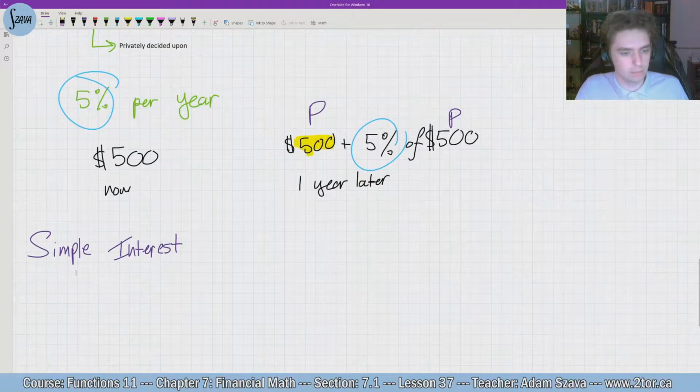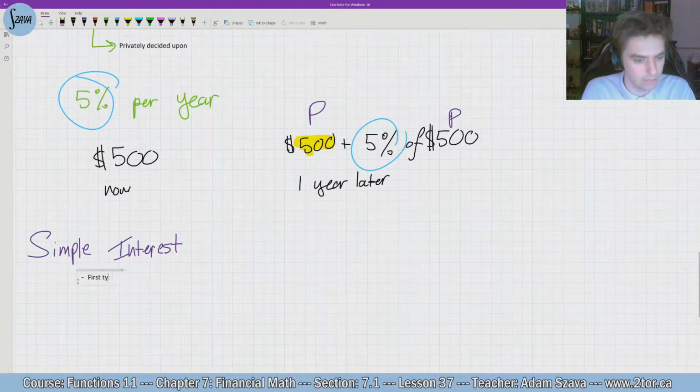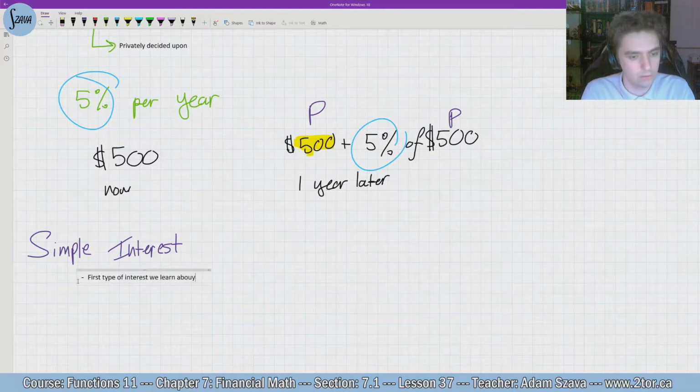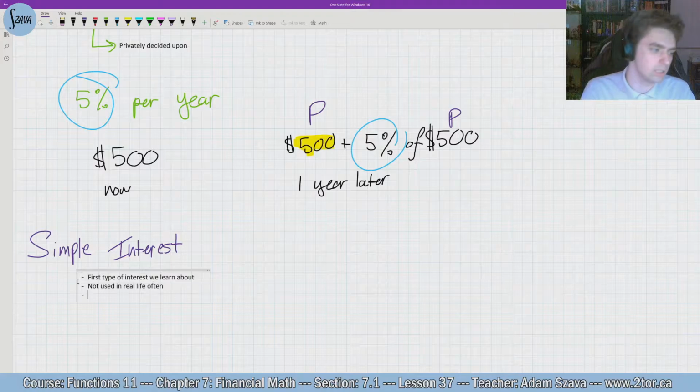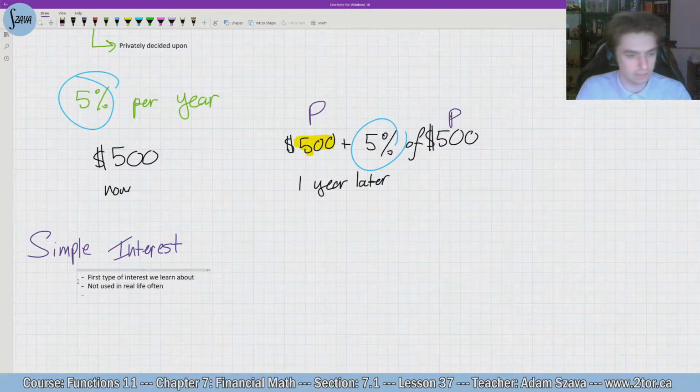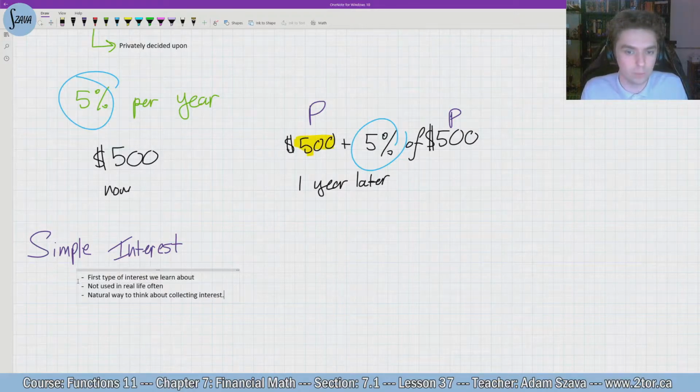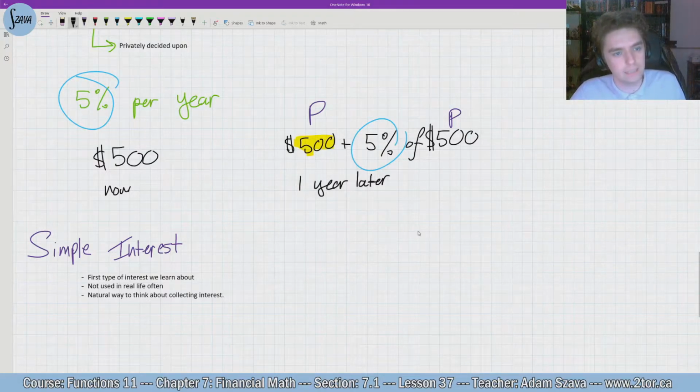I'm going to write some important points here. This is the first type of interest we learn about. It is not used in real life often, and you'll see why in the next section when we start talking about the other kind of interest. But it's a pretty natural way to think about collecting interest, because it's literally just you take some sort of slice of the original amount per year.